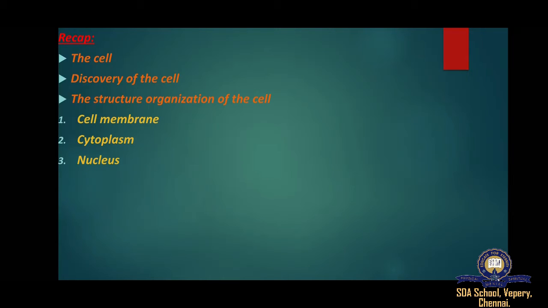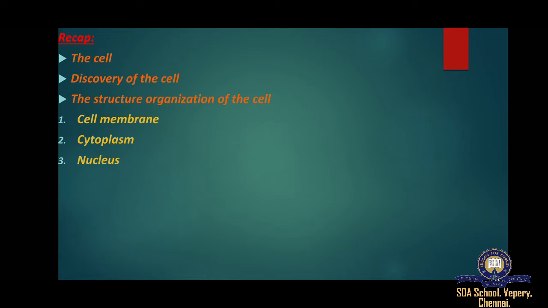In the previous section, we saw about the cell. Cells are an important element of living things, be it human, plant or animal. Every living organism is composed of cells.